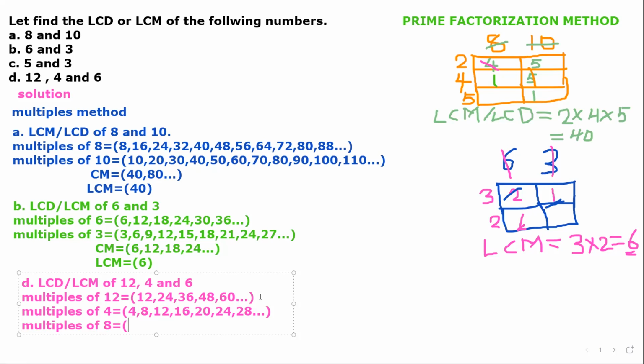Then you list the multiples of 6. You start with 6. 6 plus 6 is 12, plus 6 is 18, plus 6 is 24, plus 6 is 30, plus 6 is 36. Then you put dots here, indicating that the multiples are endless. Now you find the common multiples of the 3 of them here.